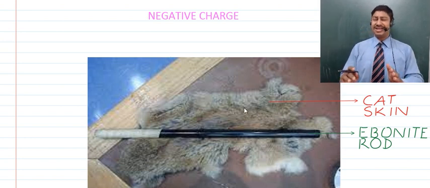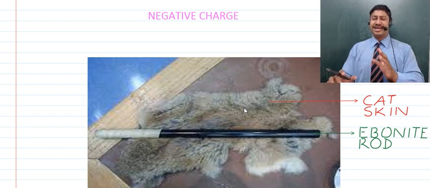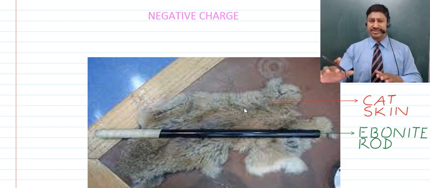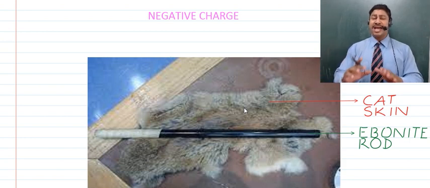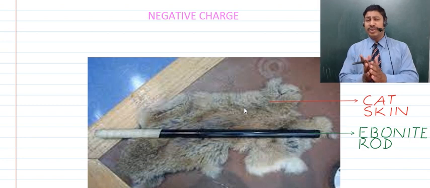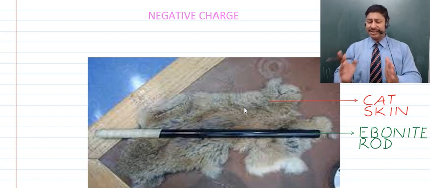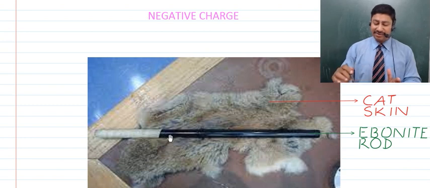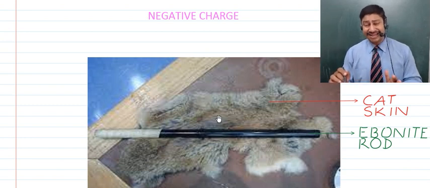So what did I say just now? That the cat skin is one which has some extra free electrons. That means these free electrons are on the surface of the cat skin. Now when the ebonite rod is rubbed with the cat skin, these extra electrons tend to move from the surface of the cat skin to the ebonite rod, and thus the ebonite rod becomes negatively charged and the cat skin, losing the electrons, developing a deficiency of electrons, develops a positive charge.